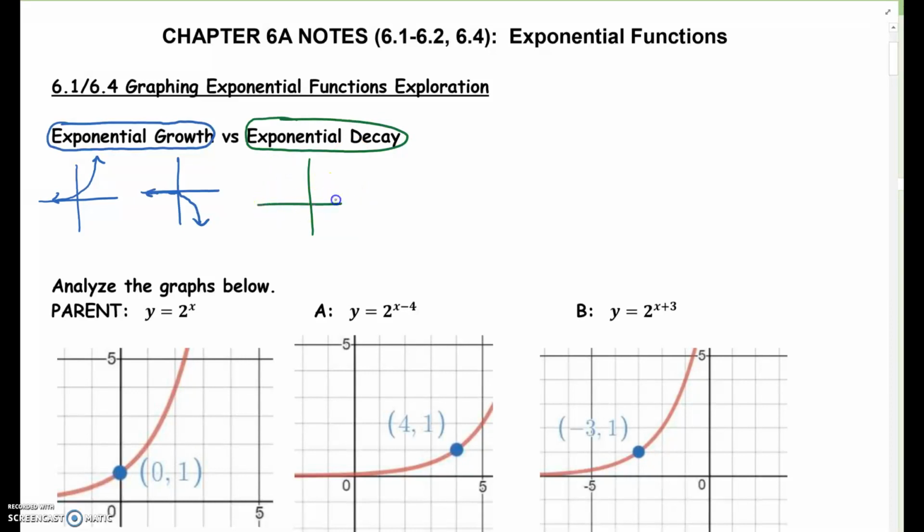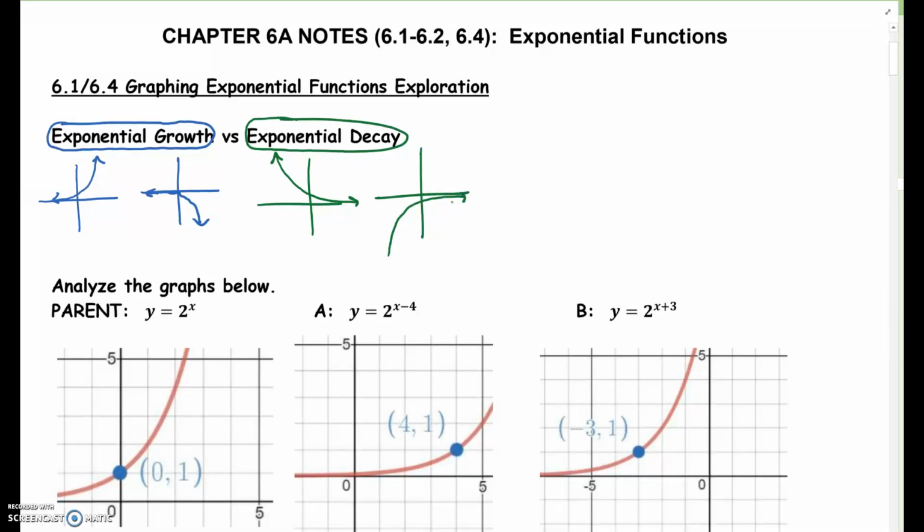Trying to make this not look bouncy on here. So if it starts far away from the x-axis and then rapidly gets closer to the x-axis, that is an example of exponential decay. Exponential decay can also start far away from the x-axis in the negative direction and then get closer and closer.